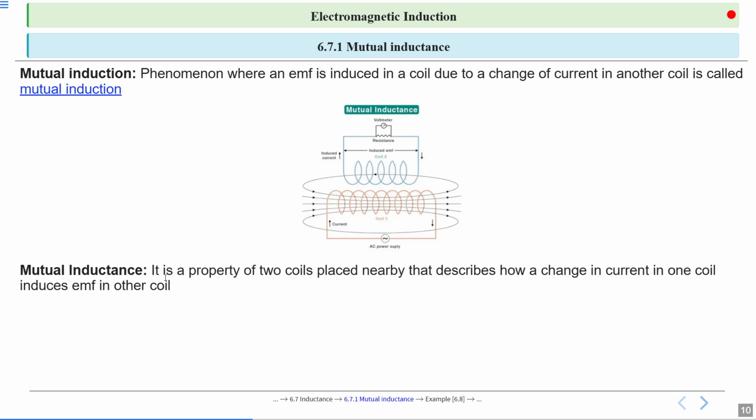So mutual inductance is the property of two coils placed nearby that describes how a change in current in one coil induces EMF in another coil. If we are changing current in one coil, then current will be induced in the second coil. This is mutual inductance, a property of two coils. It is a scalar quantity. Mutual induction is the phenomenon, mutual inductance is the property. The SI unit of mutual inductance is Henry, H.